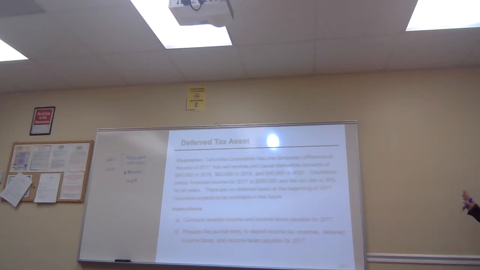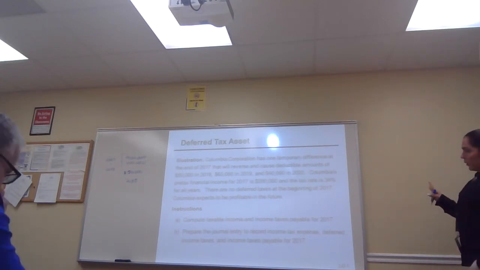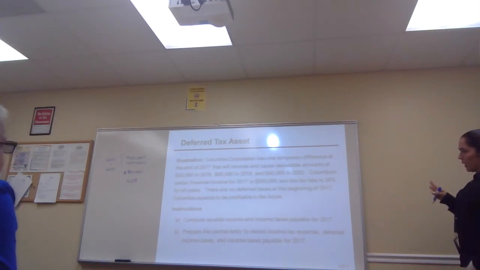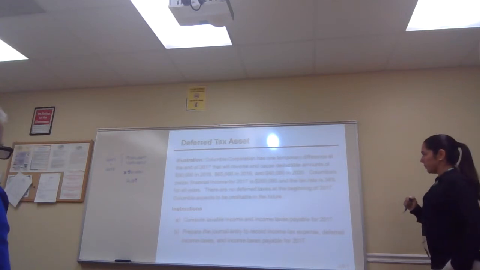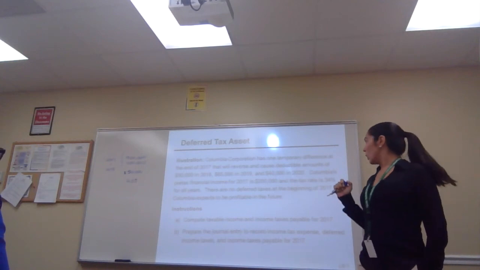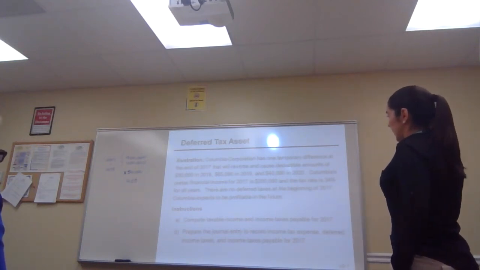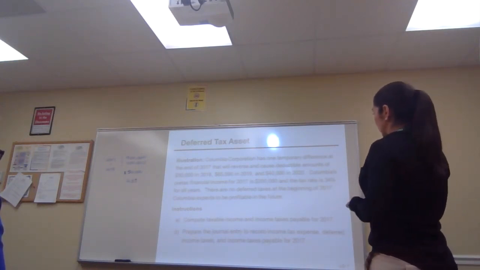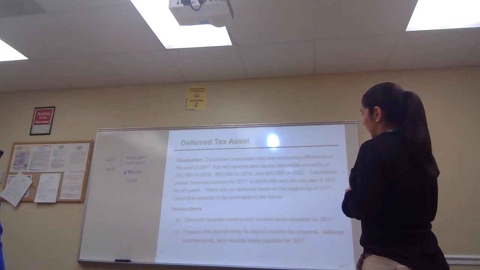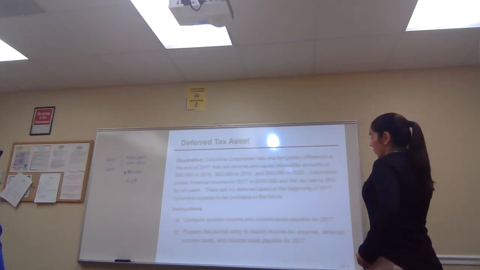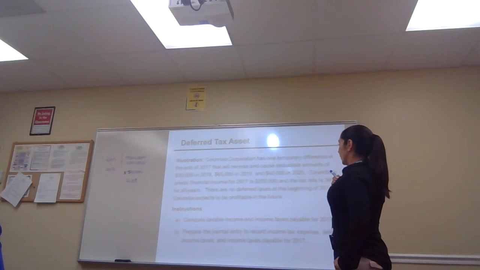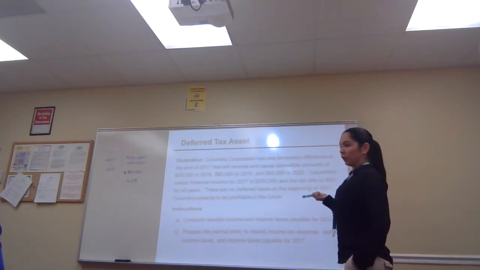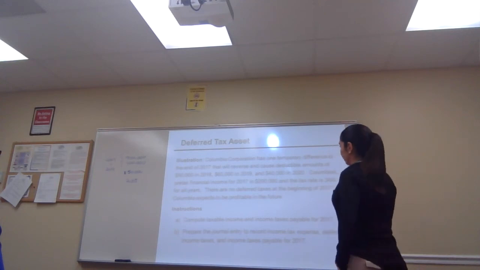So this is exactly a problem similar to what we just did for deferred tax liability. We're going to do one now for deferred tax assets. So Columbia Corporation has one temporary difference at the end of 17 that will reverse and cause deductible amounts of 50, 65, and 40. So if you remember when we were doing the deferred tax liability example, it was additional income we had to pick up. In this case, it's an expense that we're able to get in the future.